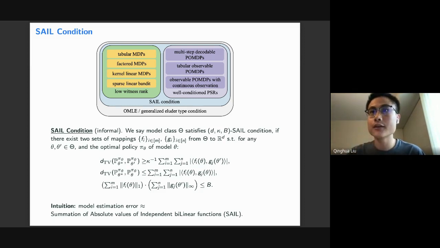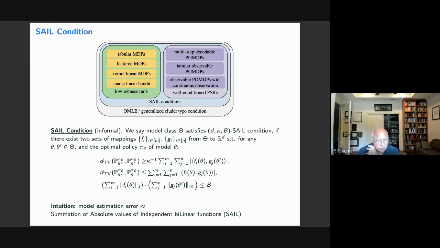No, so the thing is that the first condition, because it holds for all theta, theta prime, means that even if you do simple certainty equivalence, choose an estimate, choose the best policy, you'll always be getting information on theta star, always. So under those conditions, typically things are much easier.